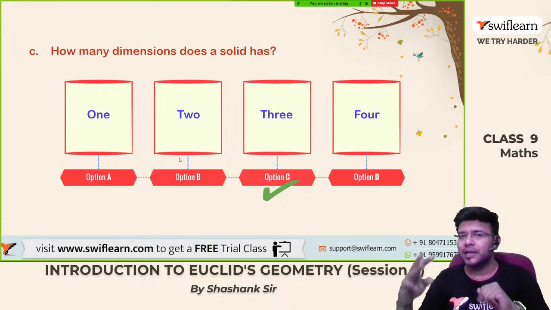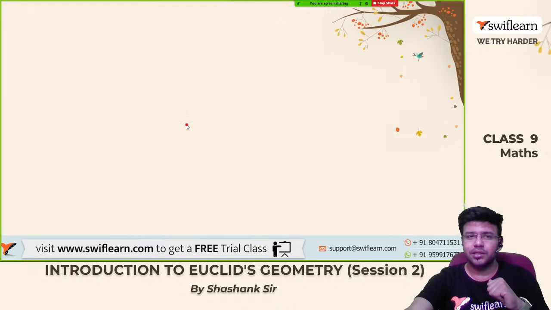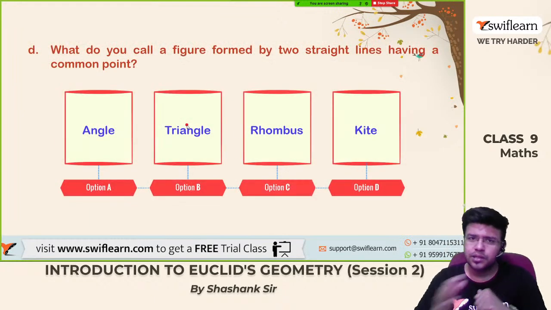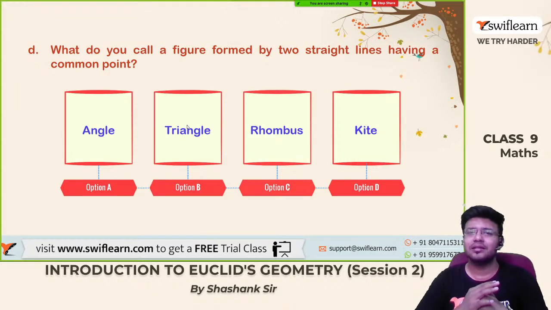So 3 dimensions. How many dimensions does a solid have? A solid has 3 dimensions. Yes. What do you call a figure formed by lines having a common point?